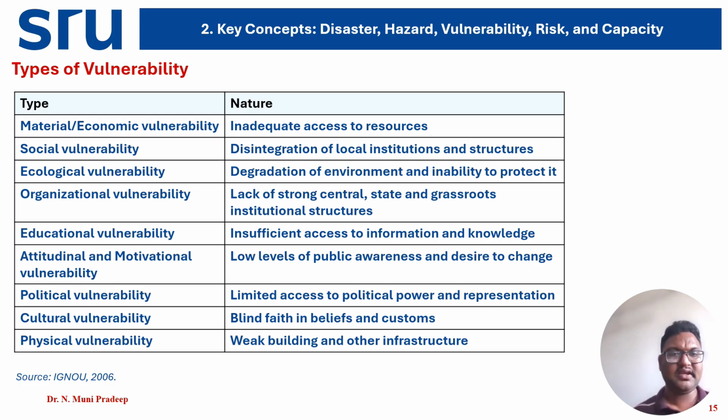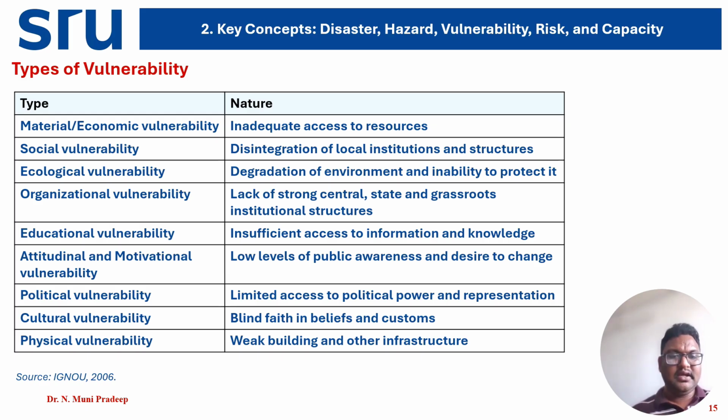And the fifth one comes under educational vulnerability. Insufficient access to information and knowledge. People who do not know what to do during an earthquake, a flood, or a chemical spill are far more likely to die or be injured. So disaster education is a direct tool for reducing vulnerability. If you take the COVID-19 pandemic, a lot of misinformation was spread through different social media. People panicked because of this false news. That comes under educational vulnerability.